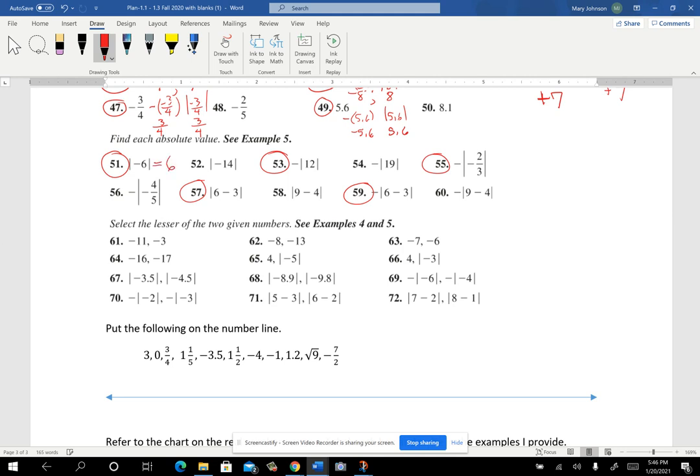So if we want the absolute value of -6, the answer would be 6, because it's 6 units from 0. The difference between 51 and 53 is that the negative sign on 53 is out in front. You see that? So you start with the 12, you do the absolute value of 12, which would be 12. Then you take the opposite of that. So this would turn out to be negative 12 when you're finished.